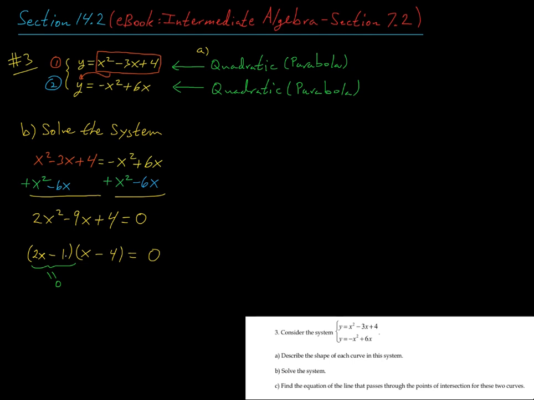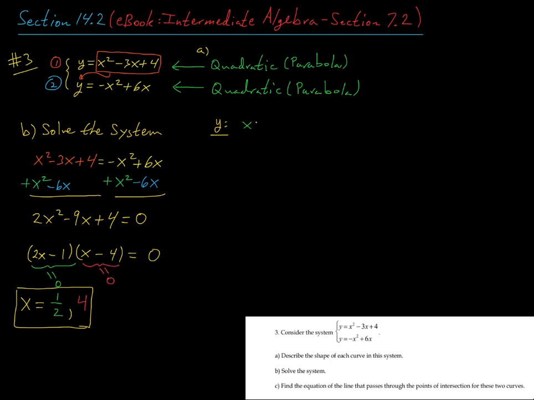Now let's set each factor to 0. If 2x minus 1 is equal to 0, then if I add 1 and then divide by 2, I get that x is equal to a half. And if x minus 4 is 0, then x is equal to 4. So here are the two x values. Just like the other problems, we need to go find the corresponding y values. I have to do that for both of these values of x.